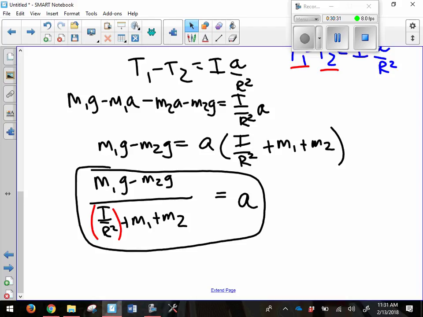Okay? So friction as well, but you're not accounting for making the energy, what's necessary to make the pulley turn. Okay?